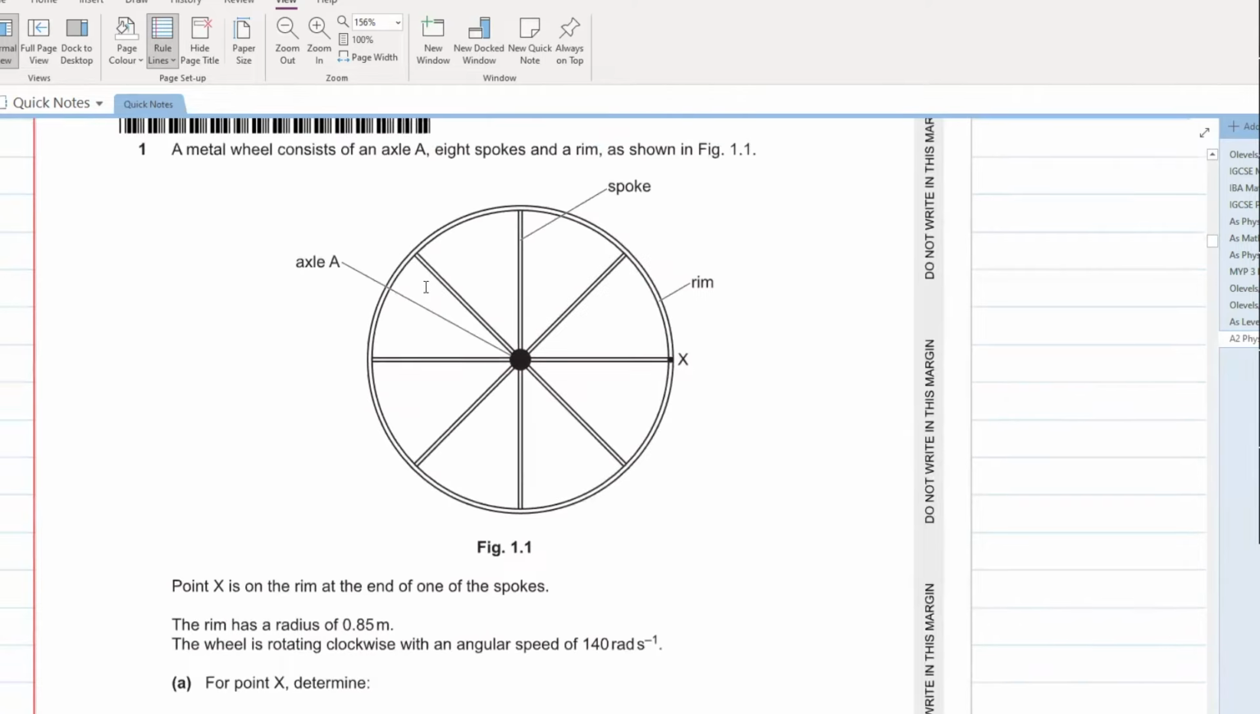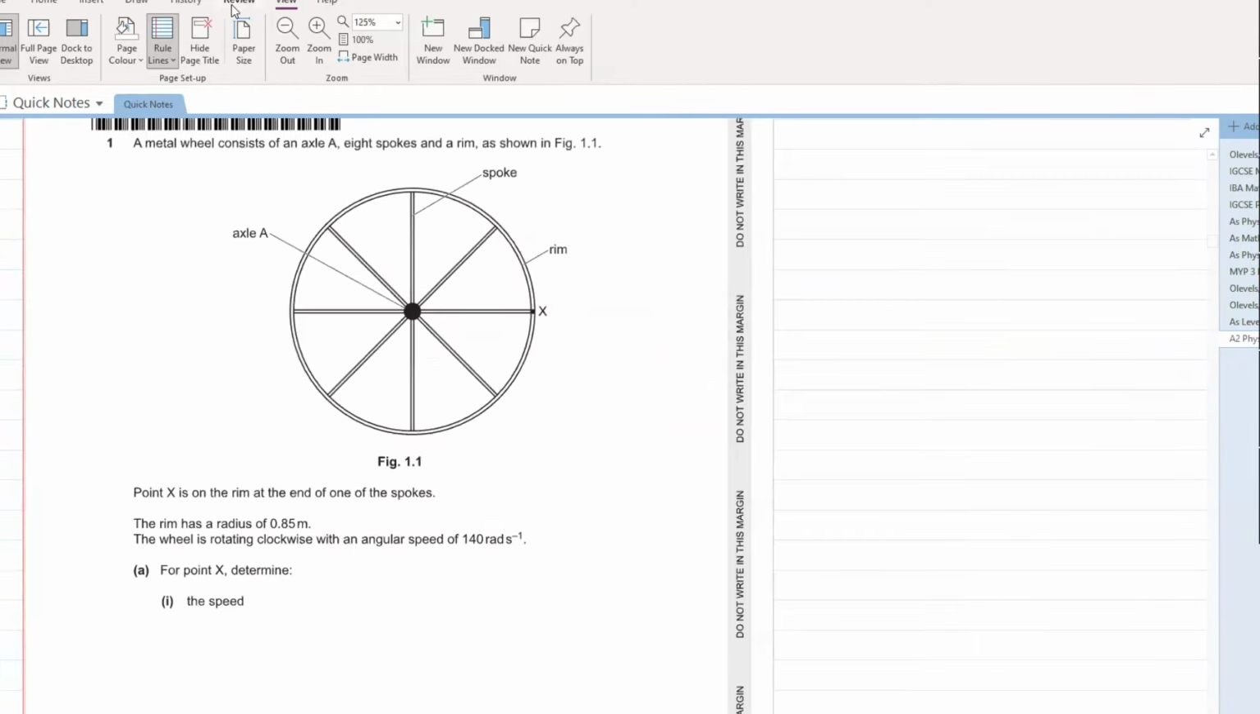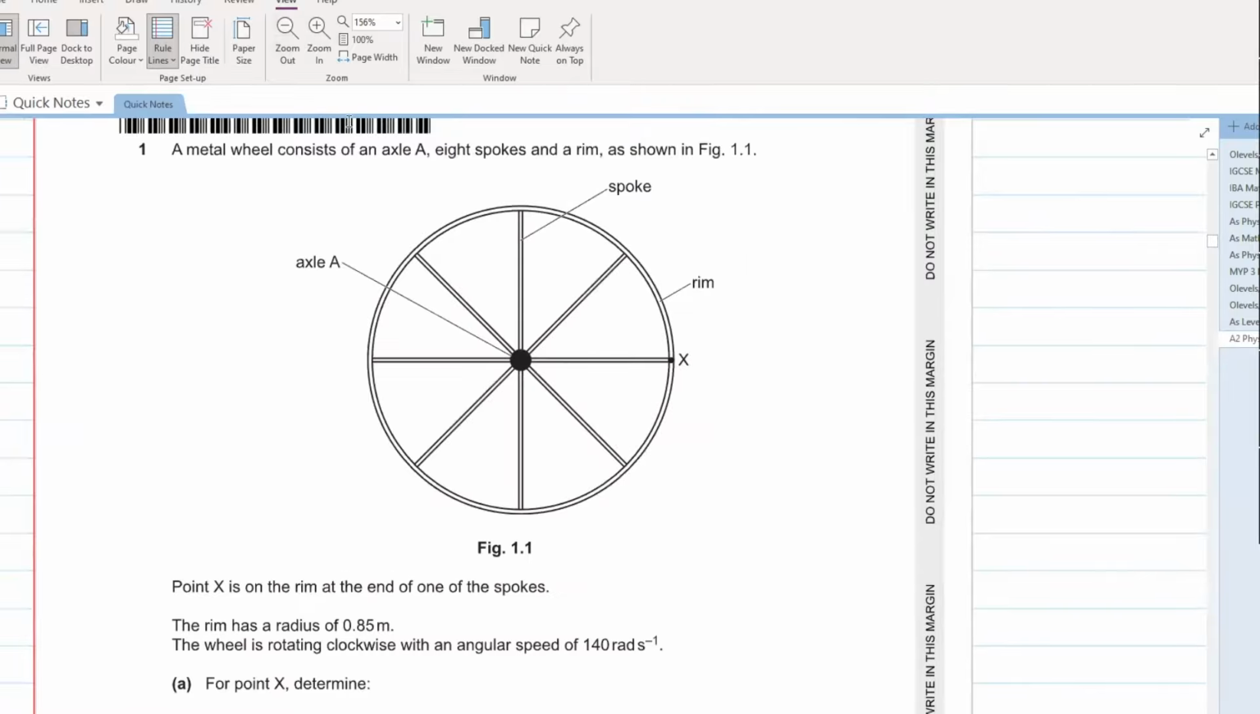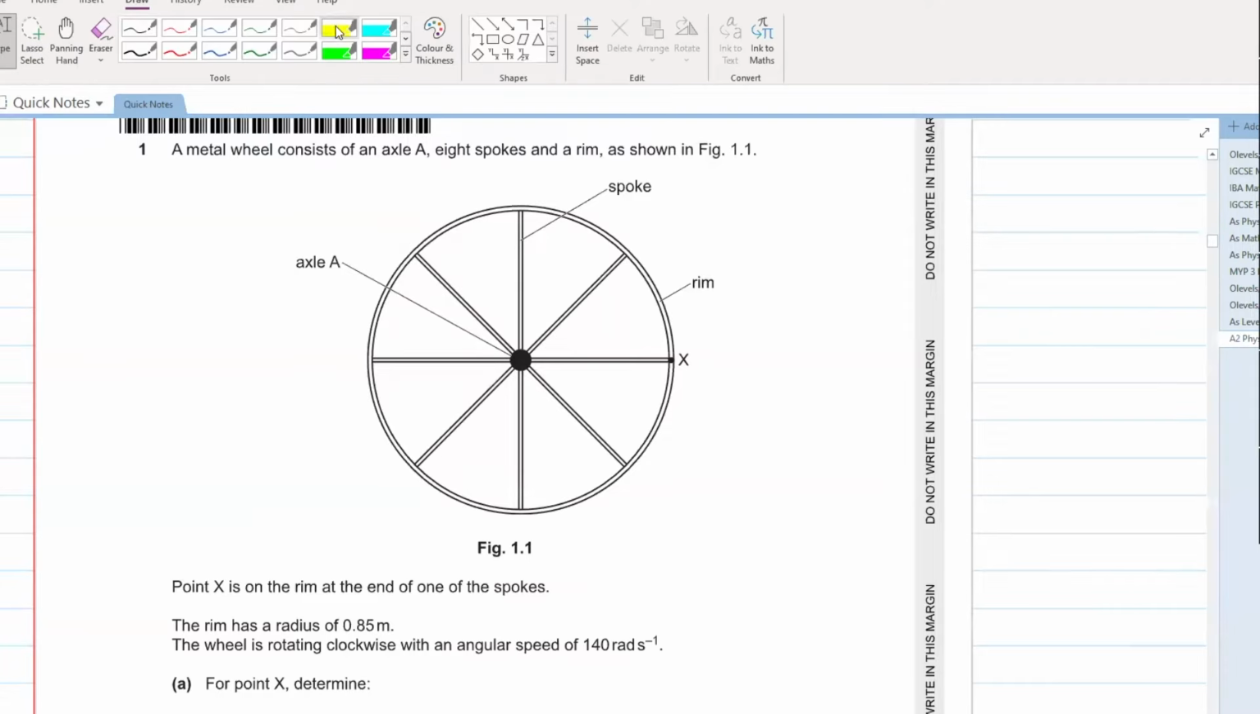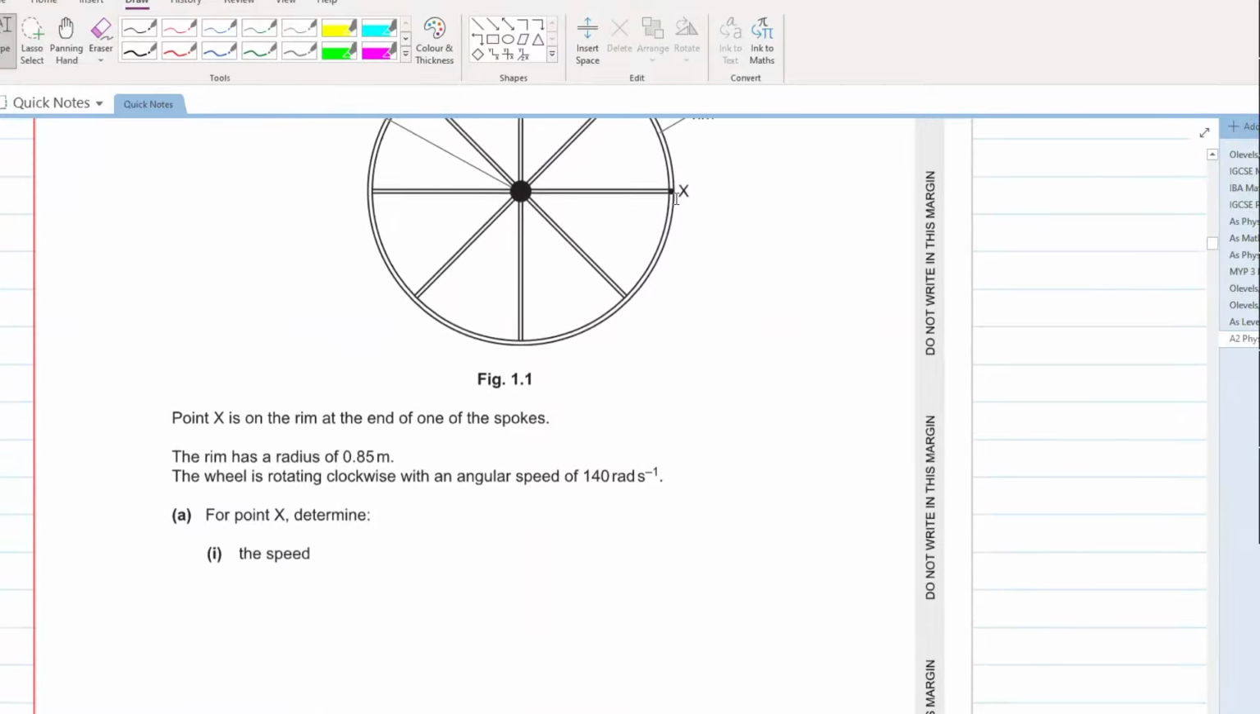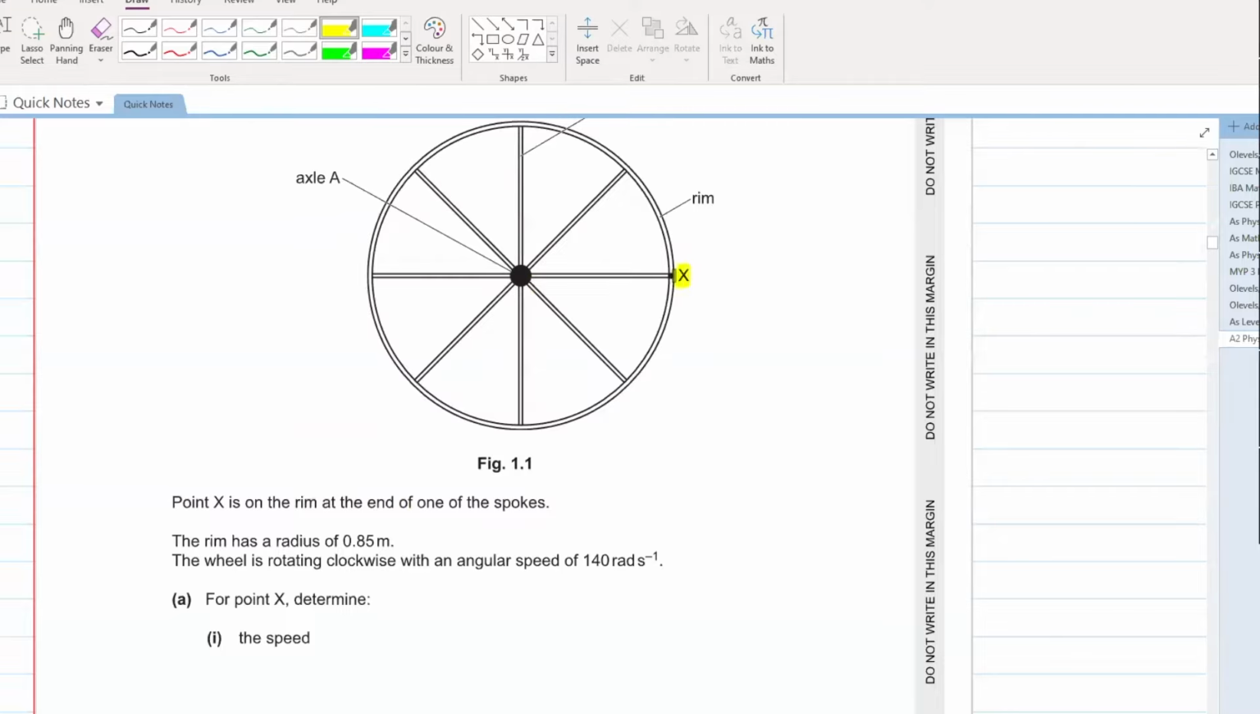Let's see this first question. Let's zoom in a bit. A metal wheel consists of an axle, 8 spokes, and a rim as shown in figure 1.1. Point X is on the rim at the end of one of the spokes.